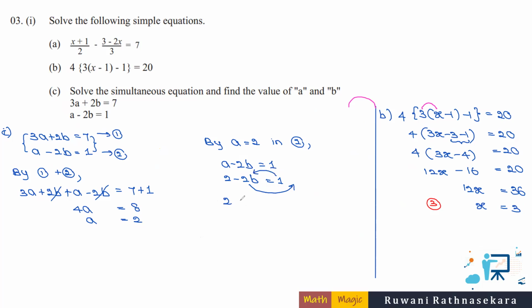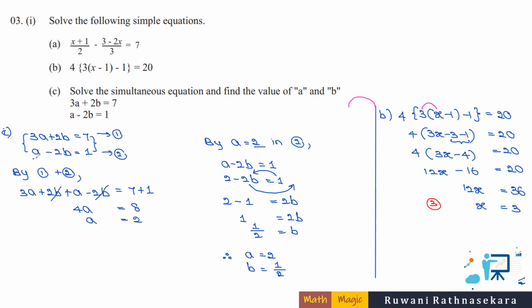When 1 is taken to the other side of the equation, it should be 2 minus 1, which is equal to 2b. 2 minus 1 is 1. If 1 is equal to 2b, to find b, you have to cancel this 2 by dividing the two sides by 2. Then b will be half. Therefore, a is equal to 2 and b is equal to half. Right? You can make sure that you got the correct solutions by substituting.